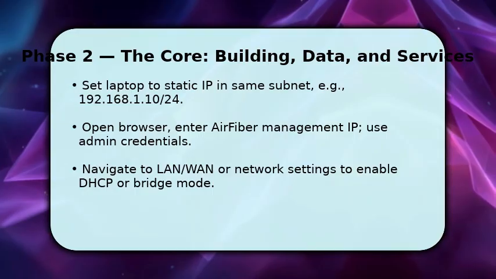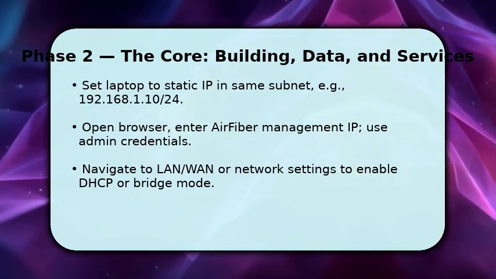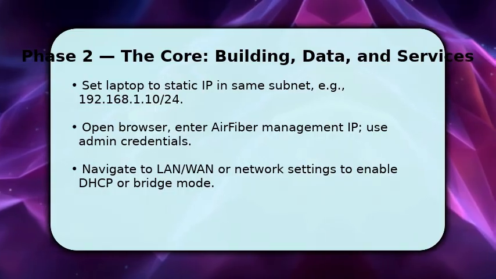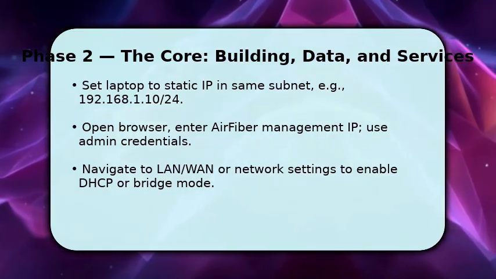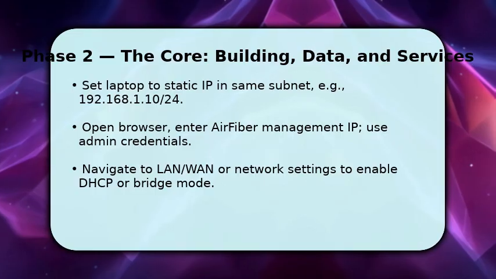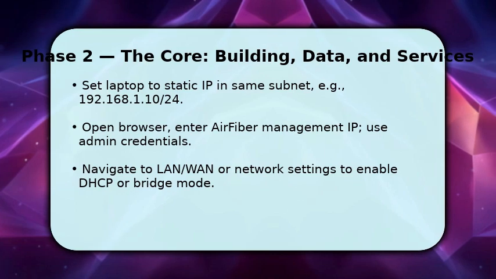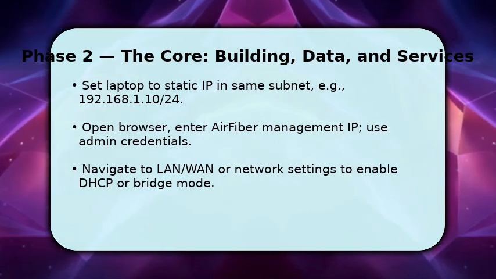Once inside, go to the LAN or network page and choose whether you want DHCP enabled or bridge mode. Make sure to explain why. DHCP gives automatic IPs, bridge mode passes ISP IPs directly to your device for advanced setups.